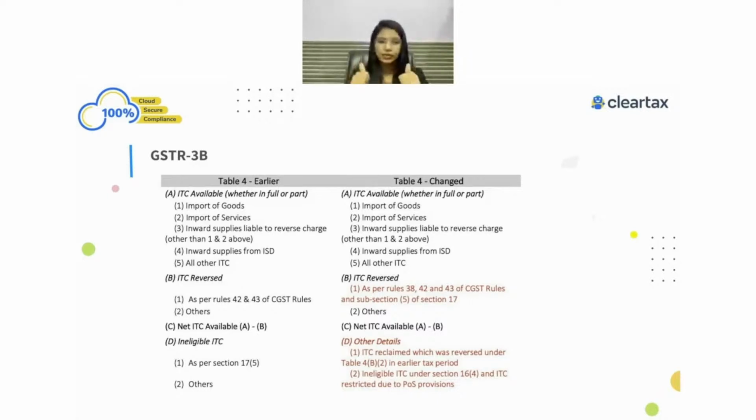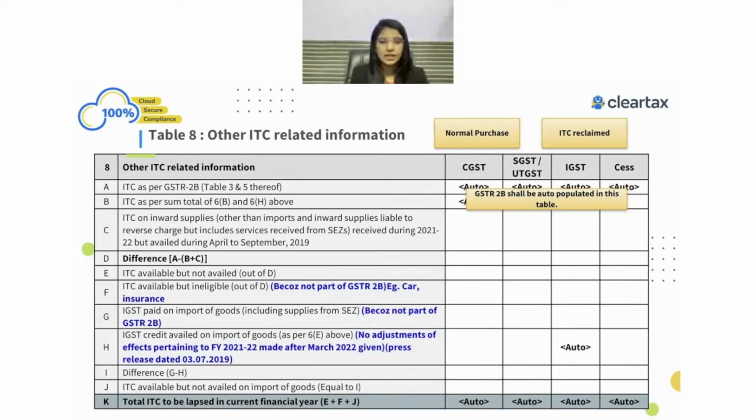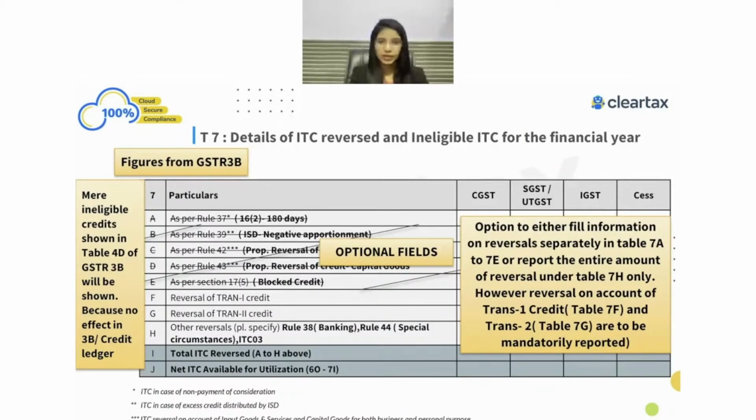So as a crux, if you have reversed some ITC in your GSTR-3B, then it will form part of table number 7. If you have not reversed any ITC in table number 4B of GSTR-3B, then that part will not form part of your table number 7. So ultimately, table 7 is again getting filled from your GSTR-3B. Whatever ITC you have reversed, here you just have to show a breakup: what is as per rule 37, rule 39, rule 42, rule 43, what is as per 17.5, and what is as per other reversals like rule 38 for banking companies, rule 40 for some special circumstances and all. That information you have to show over here.